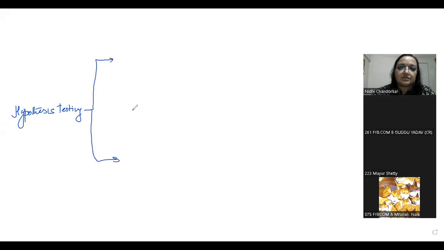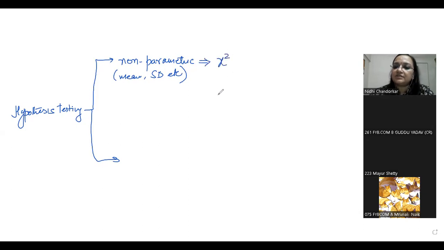Okay, first is non-parametric. Non-parametric यानी the data from which you cannot calculate values like mean. Obviously, when you cannot calculate mean, we cannot calculate standard deviation, etc. So these higher order statistical values cannot be calculated. So उस type के data के लिए we use non-parametric testing. And we have also already learned about chi-square testing, which is a type of non-parametric testing.